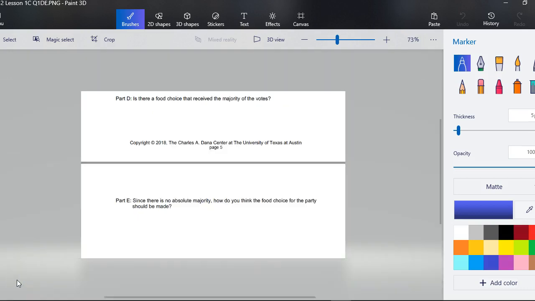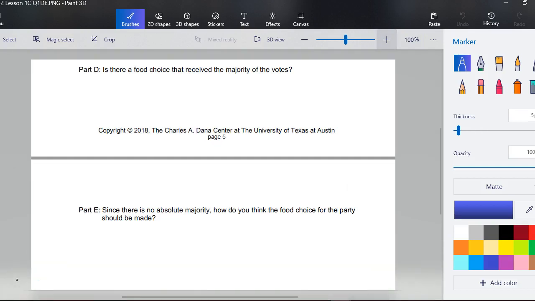Part D is asking us if there is a particular food that received the majority. So to practice majority, majority is over 50, over half, over 50%. And so majority, if the largest choice received 33%, then we have to say no. There is not a choice that received the majority.